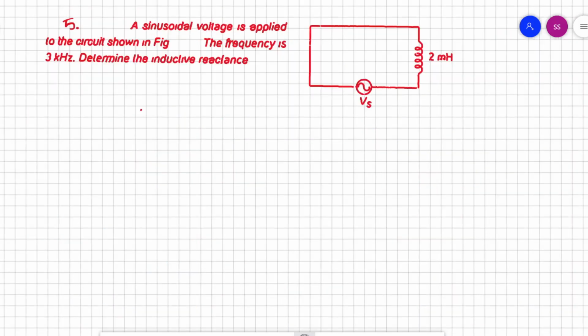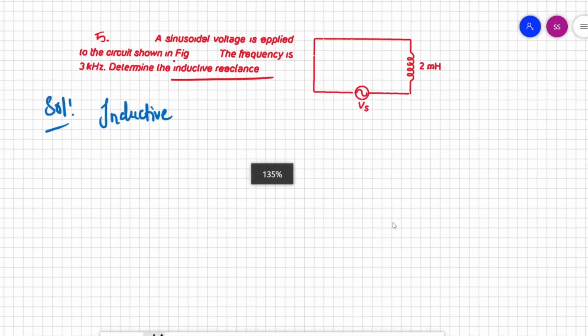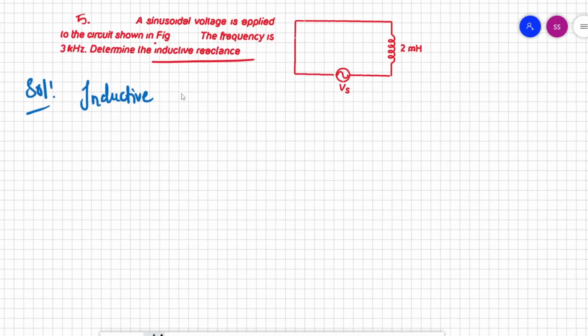Here our fifth problem is a sinusoidal voltage applied to the circuit shown in the figure. The frequency is 3 kilohertz, and we need to find the inductive reactance. So what is inductive reactance? I have already told you what inductive reactance is. Here we are going to find the inductive reactance.